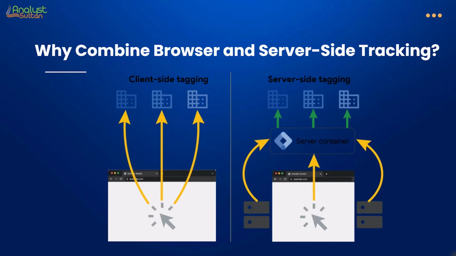With browser tracking, data is captured directly from your user actions on the website, but it can be affected by ad blockers and cookie limitations. By adding server-side tracking, you bypass those limitations and ensure that essential actions like purchase and sign up are tracked, even if users have privacy protection enabled.